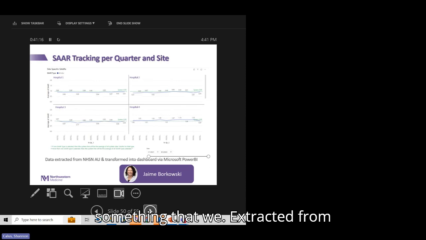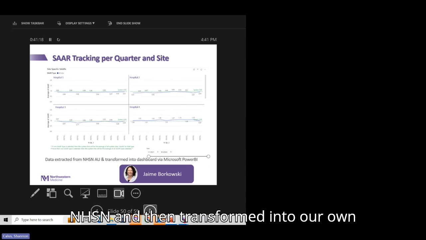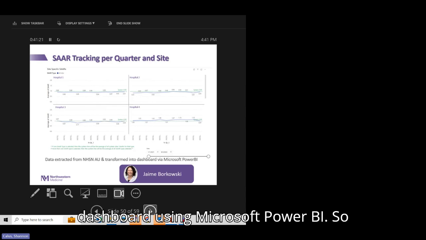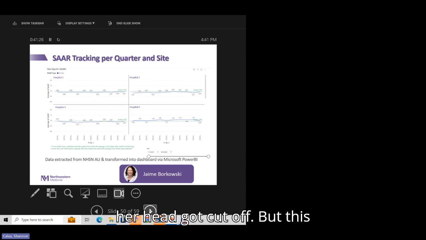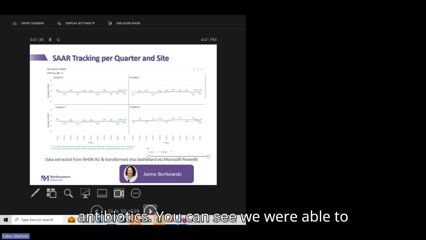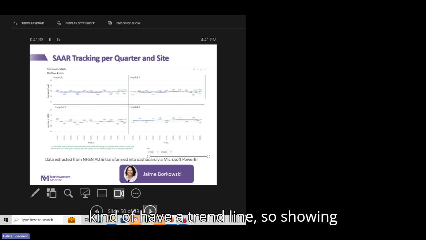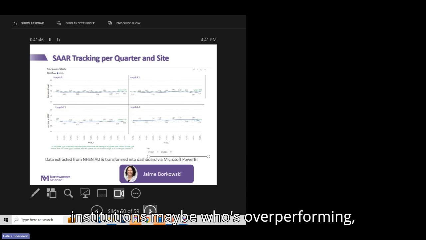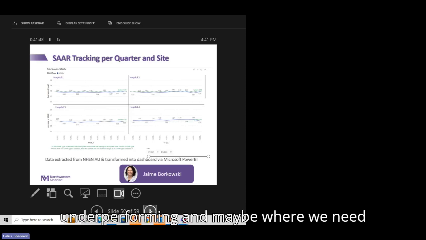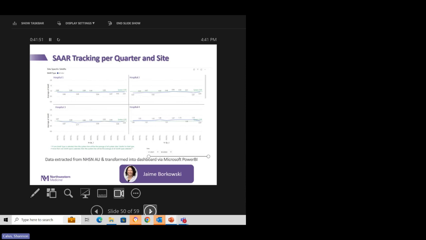This one is something that we extracted from NHSN and then transformed into our own dashboard using Microsoft Power BI. So Jamie Burkowski, shout out here. Sorry, her head got cut off. But this looks at 4 different hospitals and what we would expect with the specific SARs. So this is looking at all antibiotics. You can see we were able to have a trend line, showing that our system SAR is around 0.9. And then it allows us to track across institutions, maybe who's overperforming, underperforming, and maybe where we need to pay more attention.